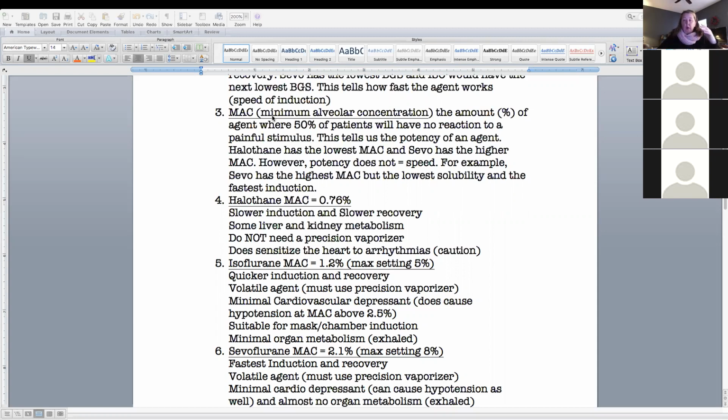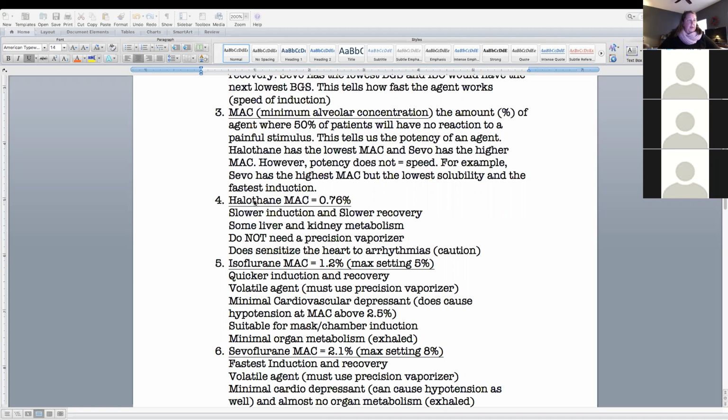So number one, when you use pre-med and induction agents, it's going to alter your MAC percentage. Ideally, our pre-meds are MAC sparing. That's the goal of giving pre-meds and induction agents, so you are not using as much of your inhalant.